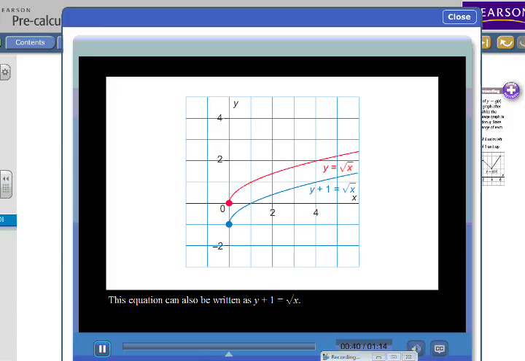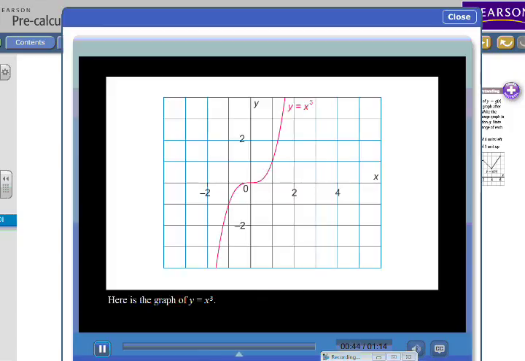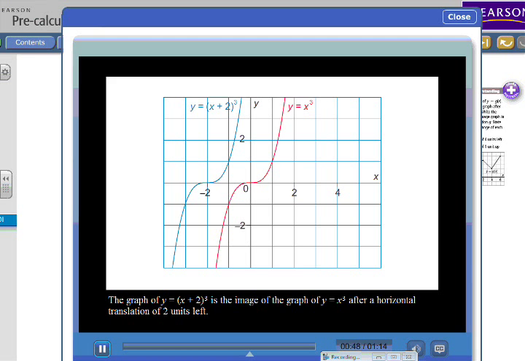Here is the graph of y equals x cubed. The graph of y equals (x plus 2) cubed is the image of the graph of y equals x cubed after a horizontal translation of 2 units left. The graph of y equals (x minus 3) cubed is the image of the graph of y equals x cubed after a horizontal translation of 3 units right.